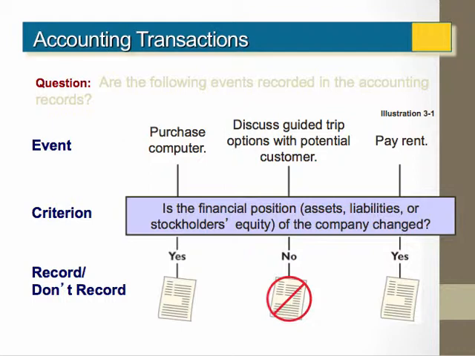If I pay rent, I'm going to normally pay rent with cash, so my cash is going to decrease, and I'm going to take the benefit of using that building that I'm renting, so I'm going to have rent expense. So what I've got is a decrease to cash, my assets, but I also decrease my stockholders' equity.